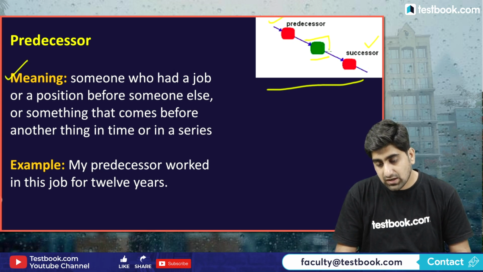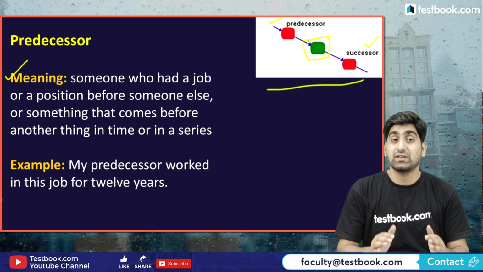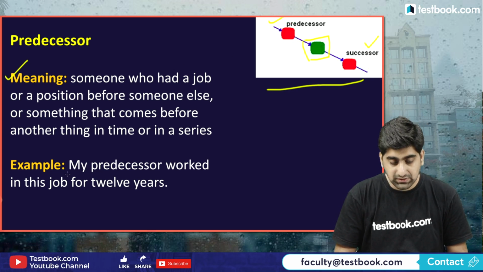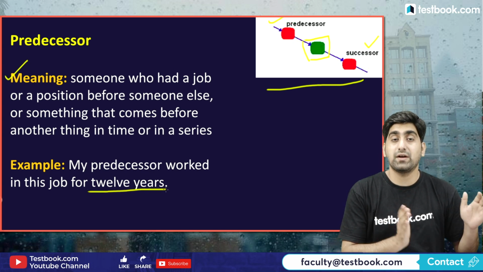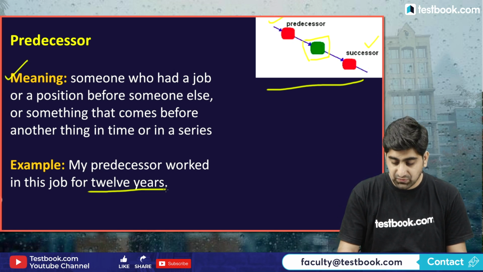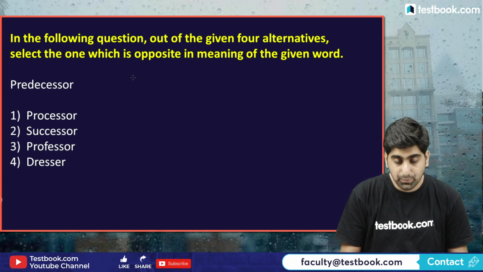तो green के अगर आप आगे की बात करें तो वो successors हो गया, और उसके ठीक पहले की बात करें यानी existing से पहले predecessors और existing के बाद successor. तो इस तरीके से आप इसे समझ सकते हैं. Example sentence है: My predecessors worked in this job for 12 years. मुझसे पहले आने वाले लोग 12 सालों तक इस जॉब पे काम कर चुके हैं. फिलहाल एक question है इस word से, that is predecessors, and आपको बताना है exact opposite in meaning.